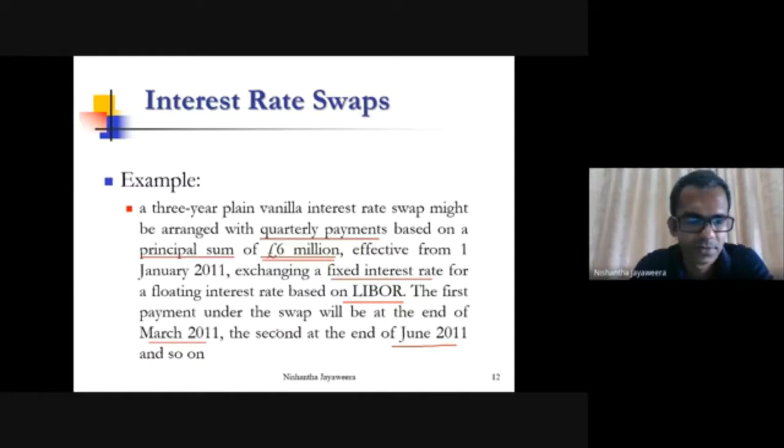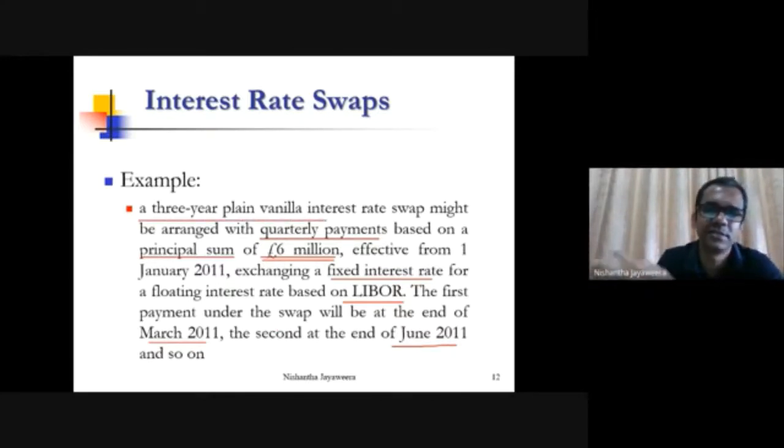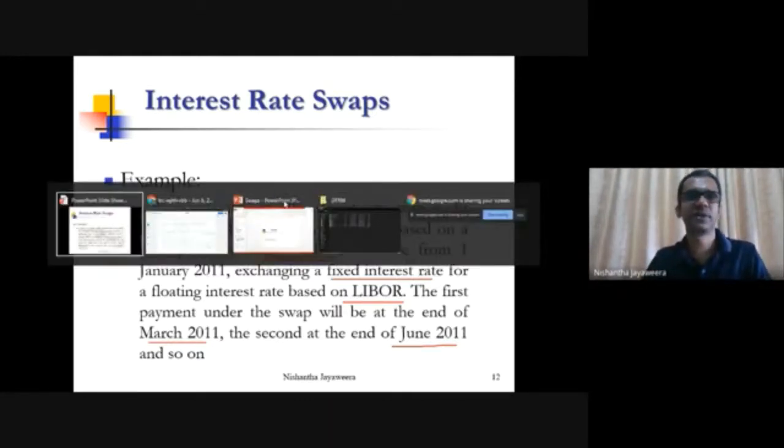Hello. So it is 3 years, no? Yes, sorry. It's mentioned here, a 3-year plain vanilla interest rate. So this contract remains there for 3 years. Then there will be 12 cash flows. So what would happen?